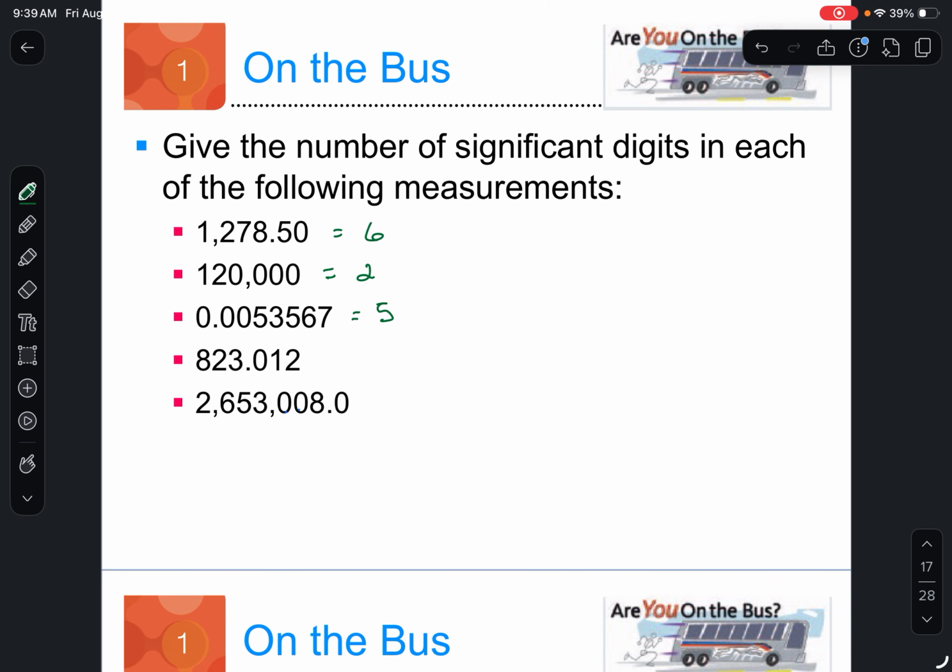The next number I have is 823.012. That 0 is a confined 0, which means it is significant, so I have 6 significant digits. And then my next one is 2,653,008. Notice I have a decimal point and I have confined zeros, so everything in that number is significant, which gives me a total of 8 significant figures.